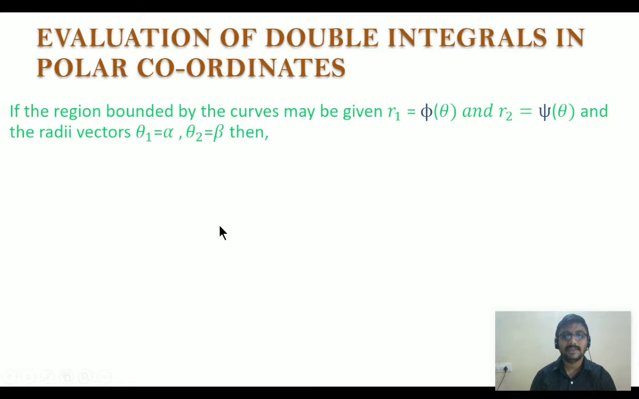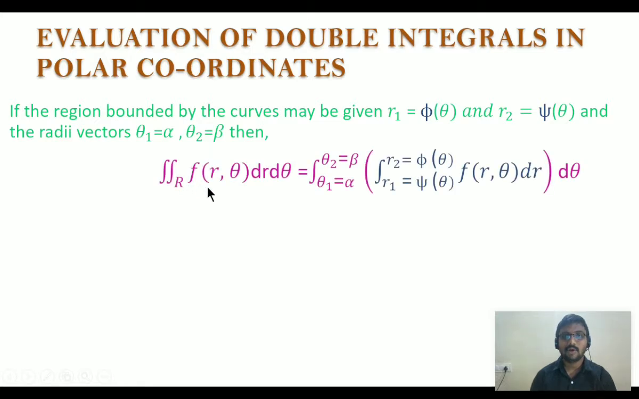Evaluation of double integrals in polar coordinates. Suppose the region bounded by the curves may be given as r1 is phi of theta and r2 is psi of theta, and the radii vectors will be theta 1 is alpha, theta 2 is beta. Then we have the double integral over r, f of r theta, dr d theta.